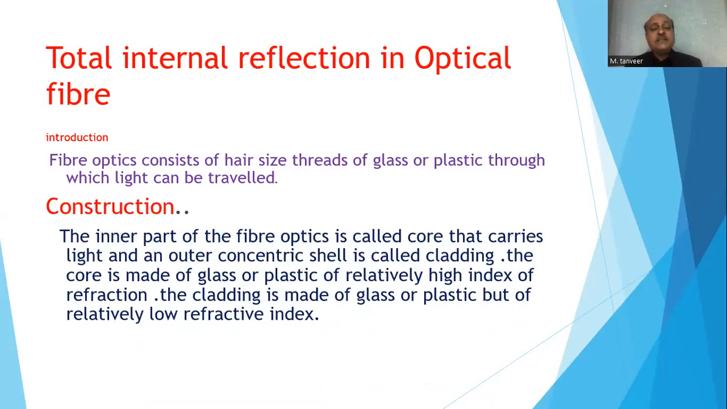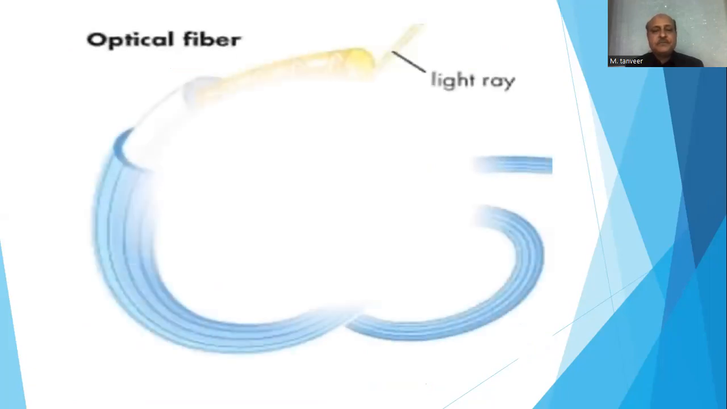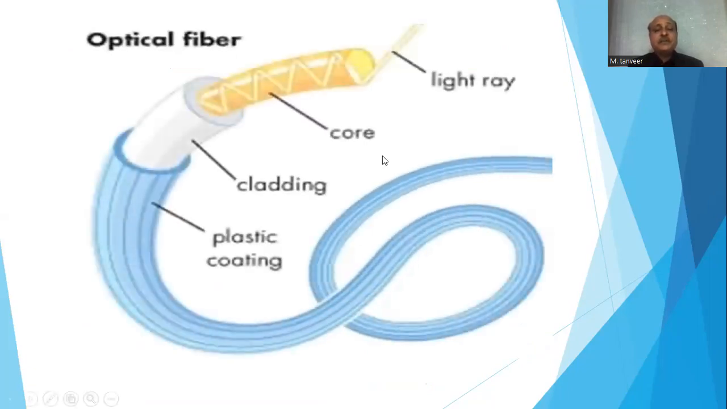Construction. It consists of two layers. One layer has a relatively high refractive index and the other layer has a relatively low refractive index, so that the first condition of total internal reflection is satisfied. This is the optical fiber. This is the internal layer which is called the core, and this is the outer layer which is called the cladding. The refractive index of the core is greater than the cladding.